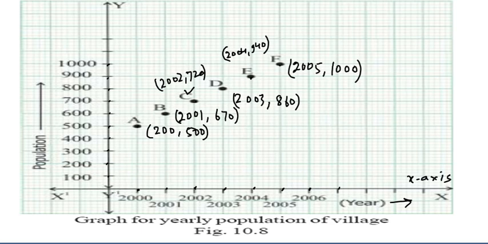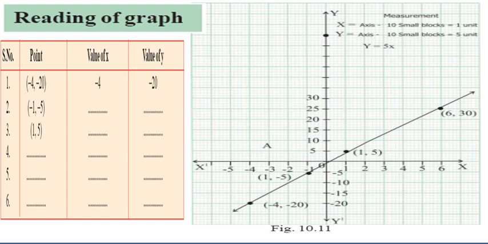Let us see the next one, how we can represent a point on this. So, reading of a graph. Here you can see the point (-4, -20). This one is -4 and -20. The first coordinate is -4, and the second coordinate is -20.